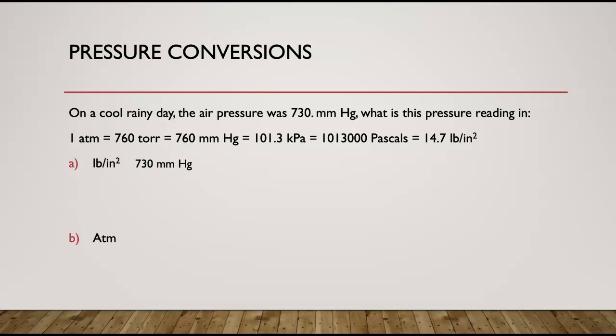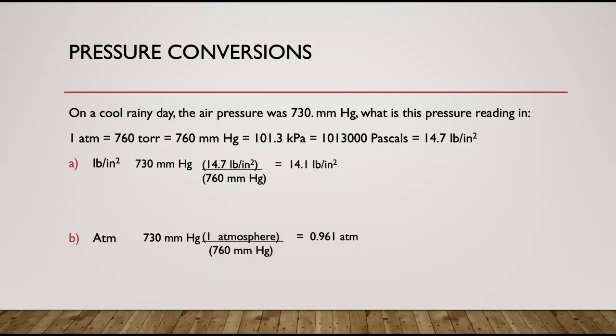All right, how'd you do? So hopefully you start with your given, use your conversion factor, and get 14.1. Same thing for letter B, just a different conversion factor, so a little less than 1 atmosphere at that 730. And that's typically what happens when we have a rainy day. Our air pressure comes from the weight of the air and gravity pulling on that.